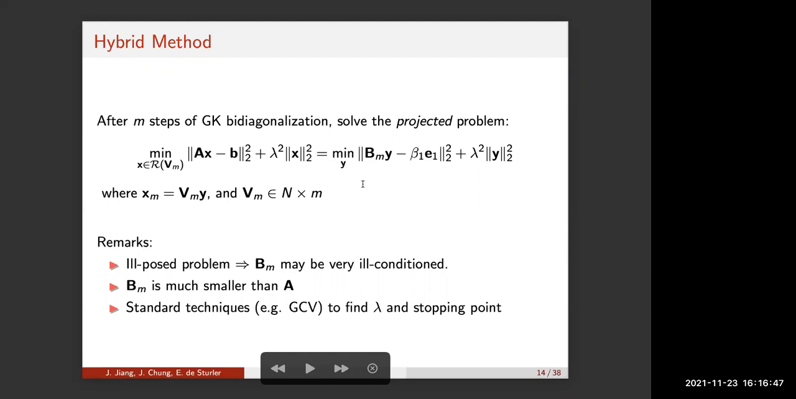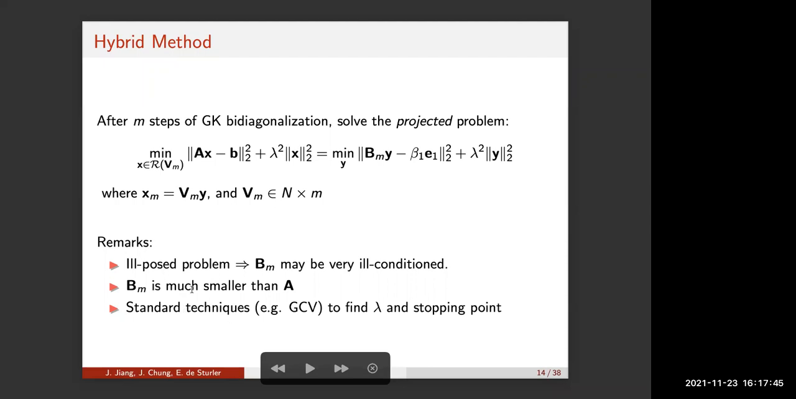for the projected matrix BM, there is a lot of theory proving that the properties of BM are very similar to the properties of A, since the largest singular value of BM will be very close to the largest singular value of A, and the smallest singular value of BM will be very close to the smallest singular value of A. Which means since they have similar largest singular values, BM also contains the most important information of the operator A, and also A is ill-posed, and so that's why BM is also ill-conditioned. So the projected problem is also an ill-posed problem.